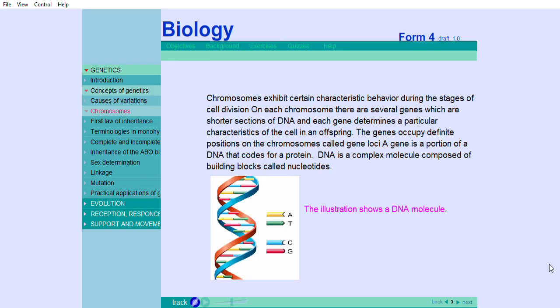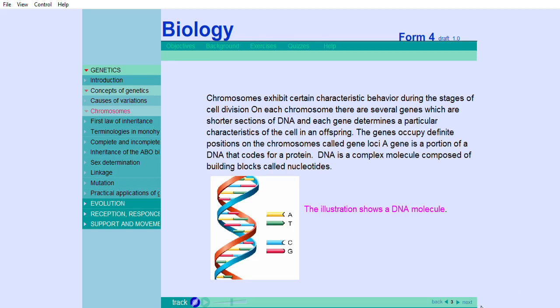On each chromosome, there are several genes which are shorter sections of DNA, and each gene determines a particular characteristic of the cell in an offspring. The genes occupy definite positions on the chromosomes called gene loci. A gene is a portion of a DNA that codes for a protein.